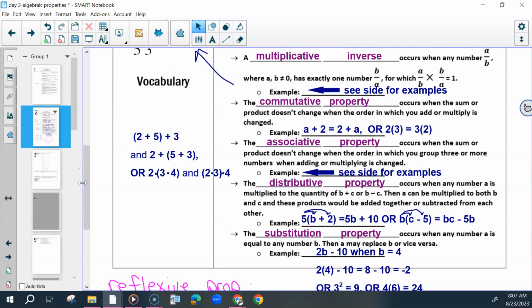The distributive property occurs when any number a is multiplied to the quantity of b plus c or b minus c. The a can be multiplied to both b and c, and these products would be added together or subtracted from each other. The example given, 5 on the outside of the parentheses times b plus 2 inside equals 5b plus 10. Or b outside of the parentheses times c minus 5 inside equals bc minus 5b.